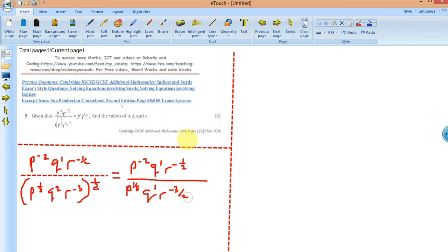So let's go ahead with laws of indices. We work with the p first. Now this is p raised to power minus 2 divided by p raised to power 1 over 6, so that will be p raised to power minus 2 minus 1 over 6. So for the p, the index is minus 2 minus 1 over 6. You can use your calculator to complete that. Then q raised to power 1, then minus 1, so that will be q raised to power 0. Then for r, I have minus 1 over 2, then minus, division is minus, then minus 3 over 2.